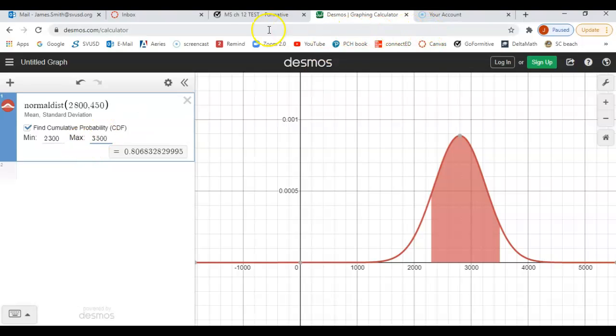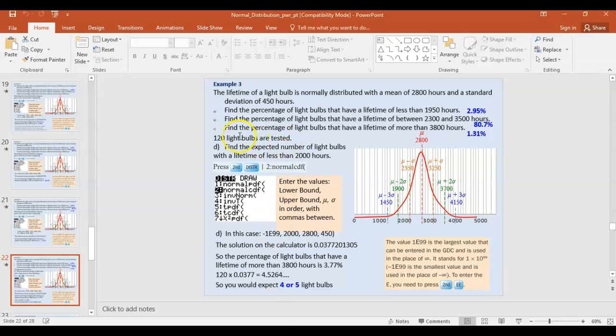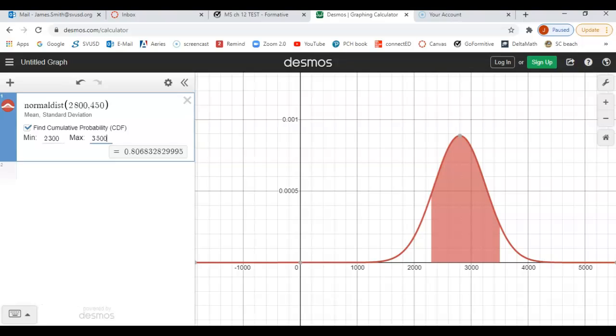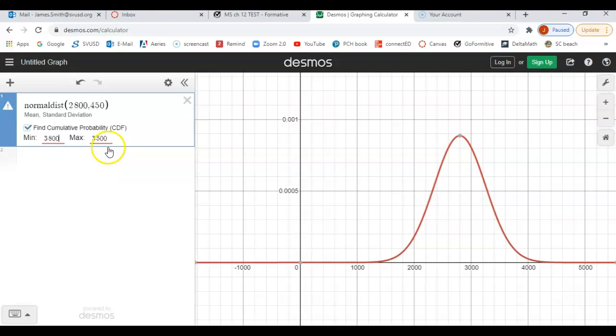Let's do one more. So part C says more than 3,800. When we say more than 3,800, that means I'm going to start at 3,800, which would be about here, and I'm going to head off to the right. So if we just said greater than 3,800, that means 3,800 is our minimum. And then what would be our maximum?